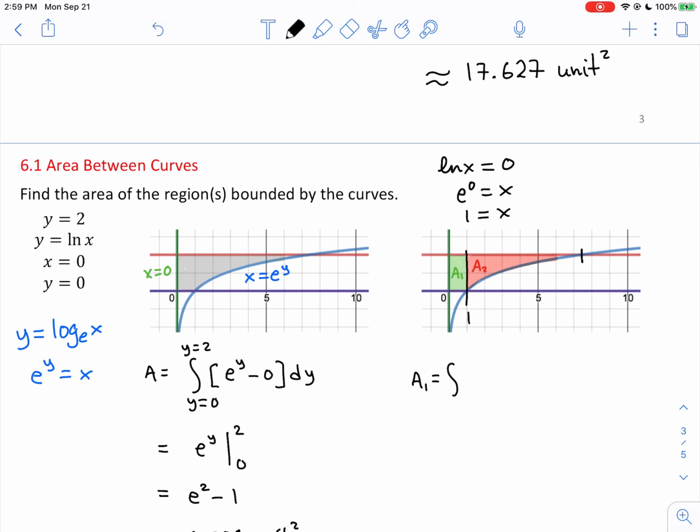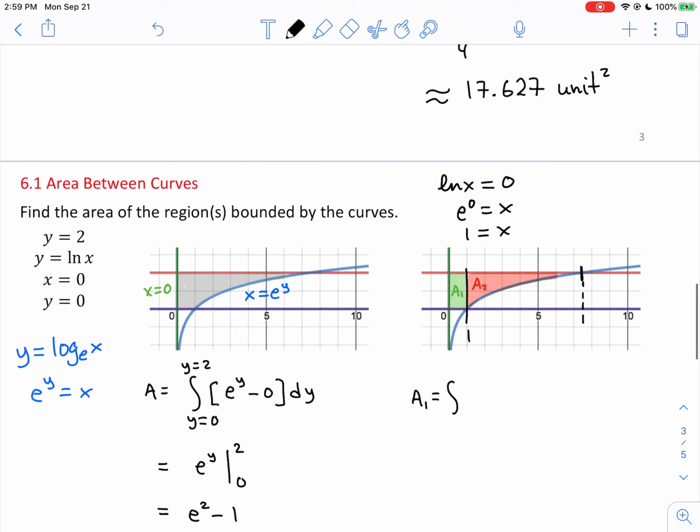We're also going to have to find out where there's the intersection of red and blue, way over here. So let's set red and blue equal to each other. The red is y equals 2, and the blue is y equals natural log of x. So set those equal to each other. Natural log of x equals 2. Also exponentiate, we get e squared equals x, the x coordinate where the red and blue intersect each other.